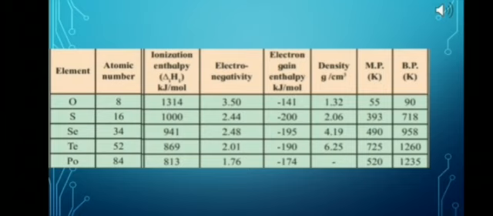Electronegativity decreases on moving down the group. On moving down the group, the size of the atom increases. As a result, effective nuclear charge decreases. Therefore, electronegativity decreases from oxygen to polonium.